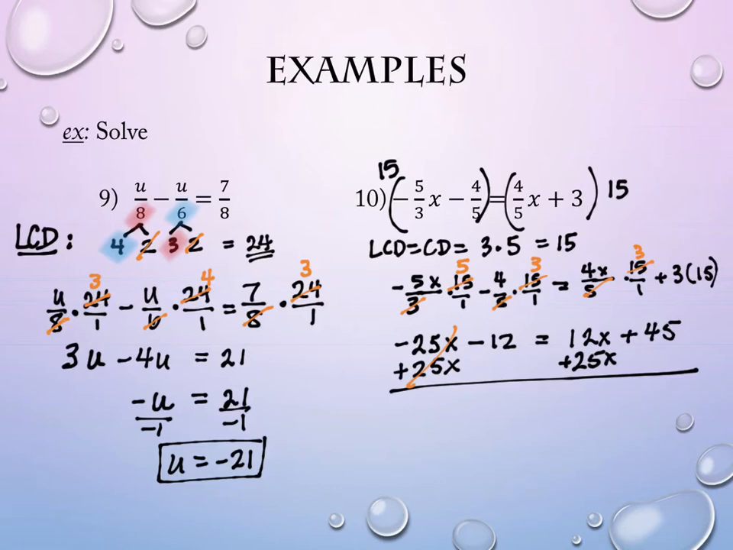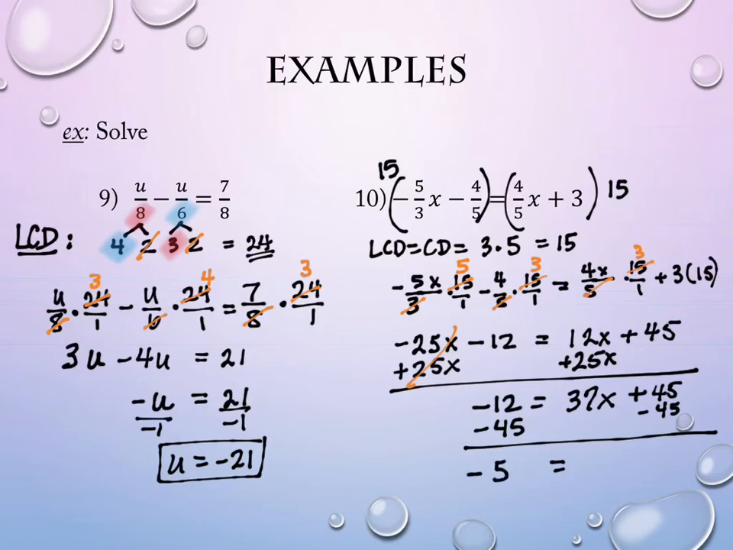So this is going to be 0. I have the negative 12 over here. 12x plus 25x is 37x plus my 45 rather. What would I move next? Let me subtract the 45. All right. So what do we have? Negative 57. Boy, that's ugly. That's what it is, actually. It's just ugly.